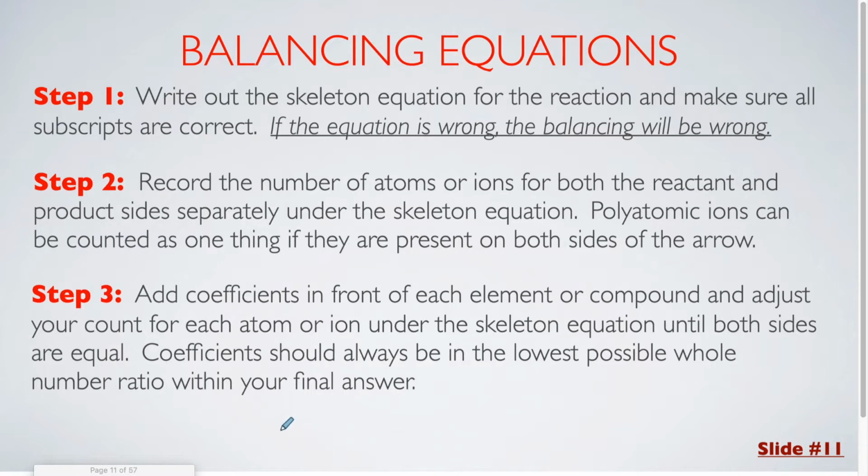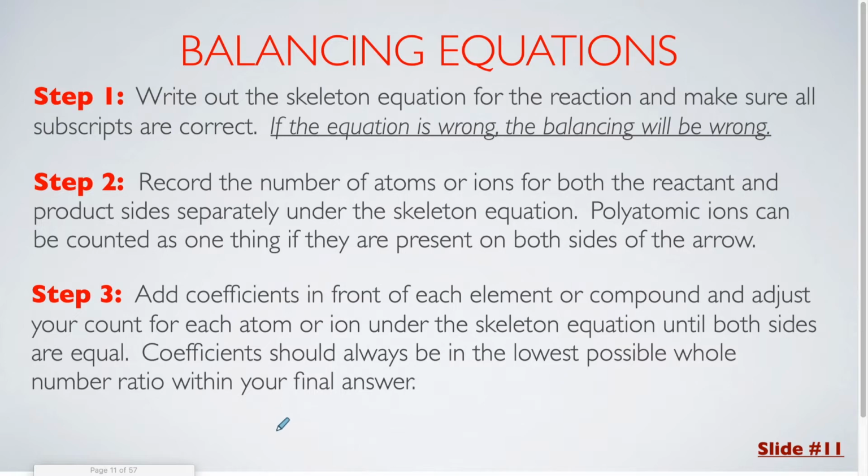Step 1 of balancing an equation. You need to write out the skeleton equation for the reaction and make sure that all the subscripts are correct. If the equation is wrong, it's going to be impossible to balance it correctly. Now, for the examples that we're going to be starting off with here, I'm going to give you a correct skeleton equation, but eventually you're going to have to do this entire process from scratch. So you'll go from word equations, you'll write out the correct formulas, and then you will balance it after.